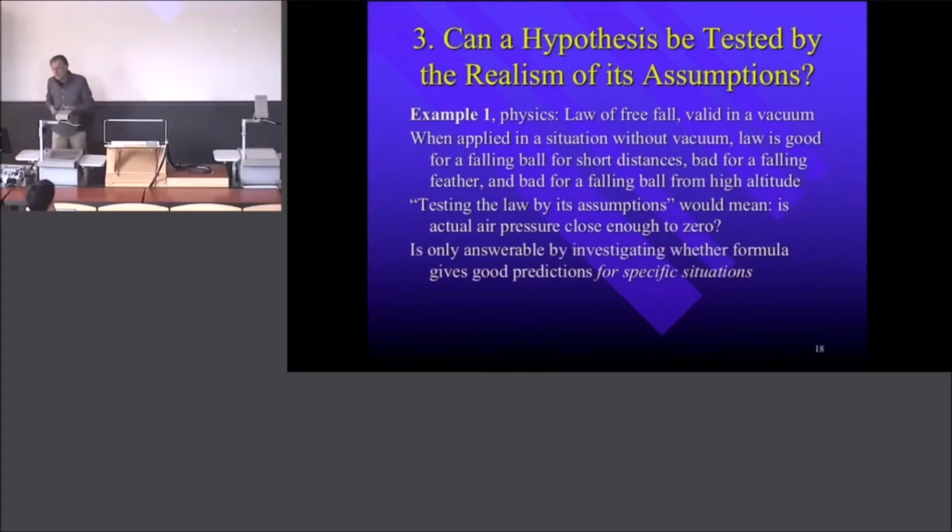Okay. But this is only answerable by investigating whether the formula gives good predictions for particular situations. So if you simply ask whether the air pressure in this room is close enough to 0 for that law to hold, you cannot give an answer. But what you have to do is investigate how bodies fall in that room, and then look whether the predictions of the law are good enough. There's no way of independently saying, yes, air pressure is near 0, because you don't know. Well, the air pressure is not 0, it's massively above 0. I mean, it's 760 something millimeters of mercury. So it's not 0. And the question is whether it's good enough or not good enough. It's a question you can only find out. This is his claim, and he's right there.